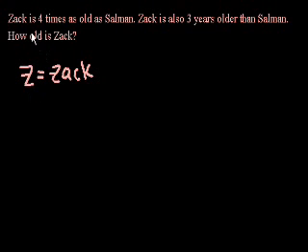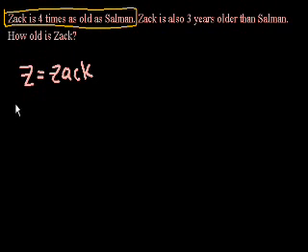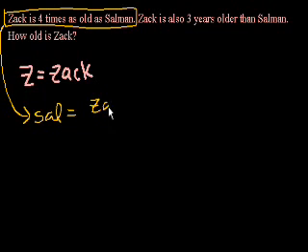Z is Zach. It says Zach is 4 times as old as Salman. Now I'm going to go with the thin one. I don't like how big and fat this is. So if Zach is Z, this first sentence, let me circle it: Zach is 4 times as old as Salman. So if Zach is 4 times as old as Salman, then Sal is equal to Zach divided by 4. Or, well, we could just leave it like that.